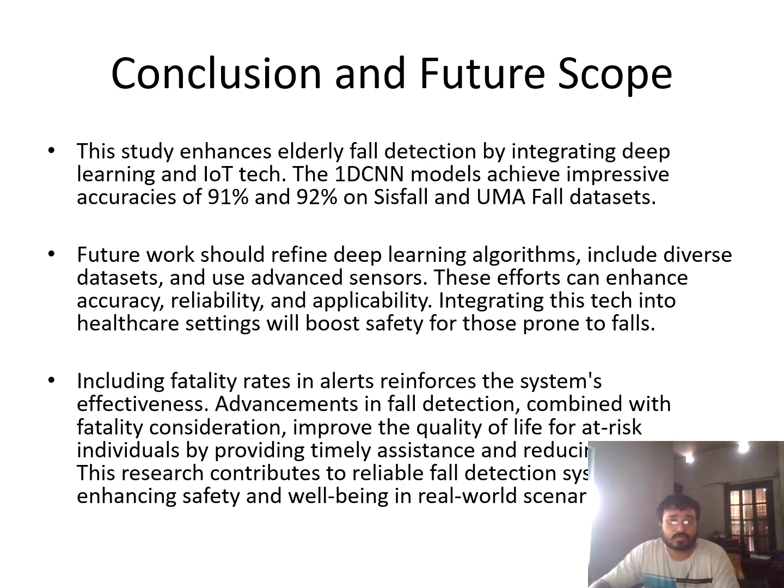Also, there is one more future work: including fatality rates in the alert reinforcement system. Advanced fall detection combined with fatality consideration improves the quality of life of at-risk individuals by providing timely assistance, contributing to a reliable detection system and enhancing safety and well-being in real-world scenarios. That means we have to deploy the model in real-world cases for a more effective and more robust fall detection system.